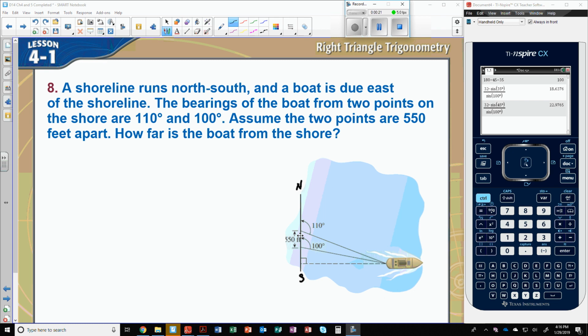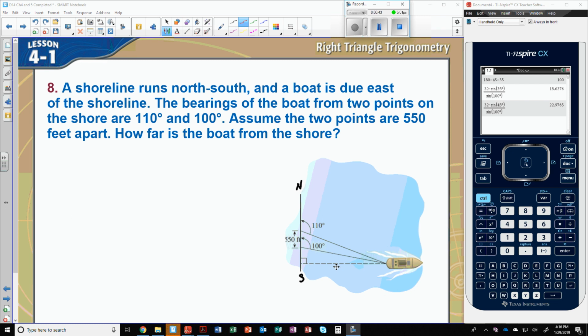All right, assume the 2 points are 550 feet apart. How far is the boat from the shore? All right, so this is a 90 degree from here because this is going east from this point there. That would be east, but these are off. And we have this distance. So the question is, we want to know how far is the boat from the shore. We want to know this distance here.